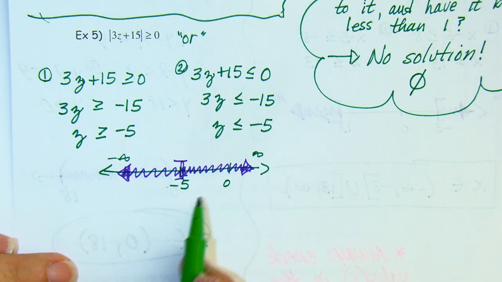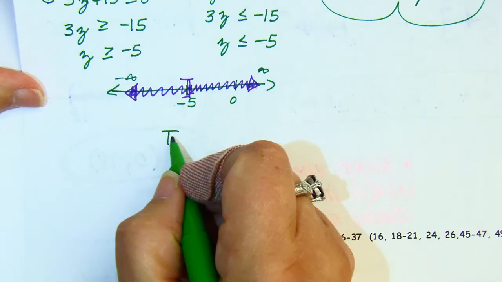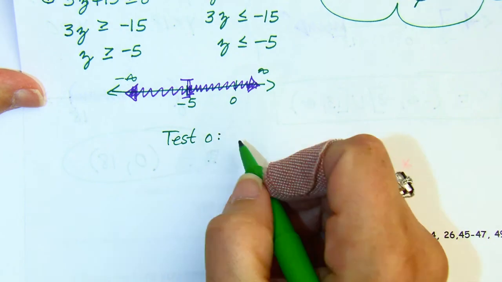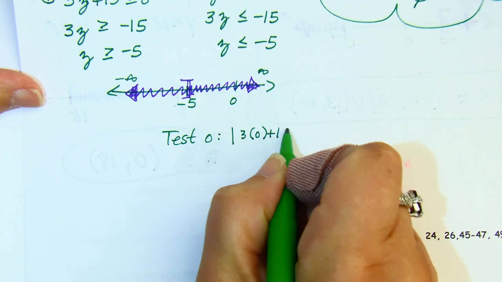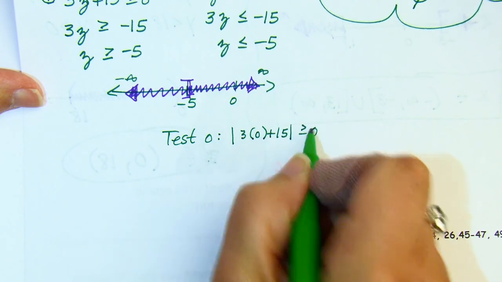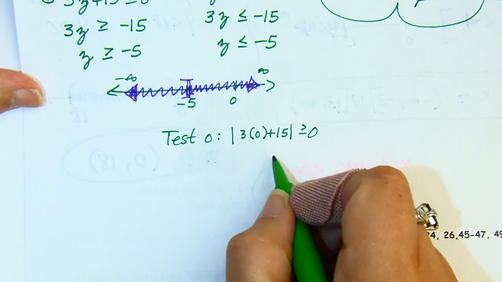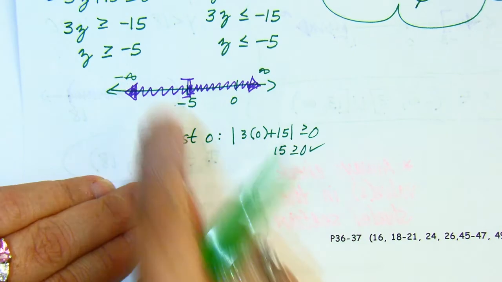I can test it. Test a 0. A 0 would be the absolute value of 3 times 0 plus 15 greater than or equal to 0. This is 15 bigger than or equal to 0. Yeah, that works.